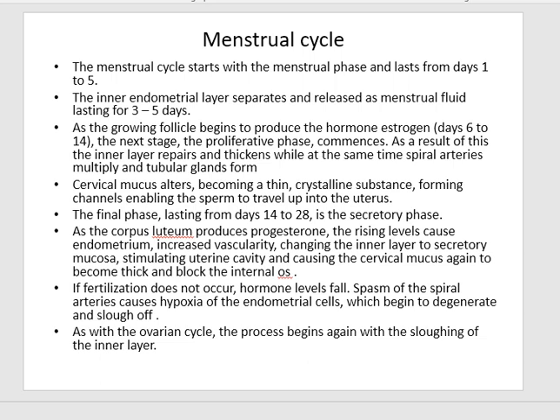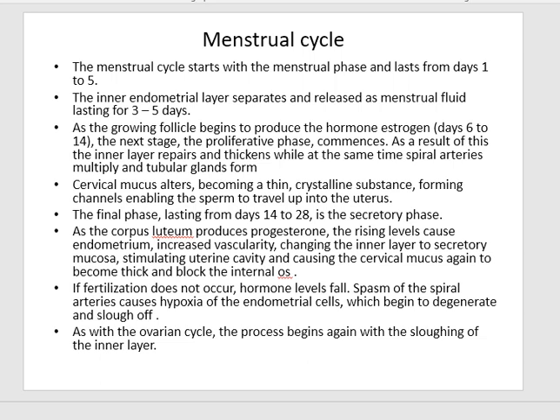As the growing follicle begins to produce the hormone estrogen, day 6 to 14, the next stage, the proliferative phase, commences. As a result of this, the inner layer repairs and thickens, while at the same time, spiral arteries multiply and tuberous glands form. Cervical mucus alters, becoming a thin, crystalline substance, forming channels enabling the sperm to travel up into the uterus. The final phase, lasting from day 14 to 28, is the secretory phase.